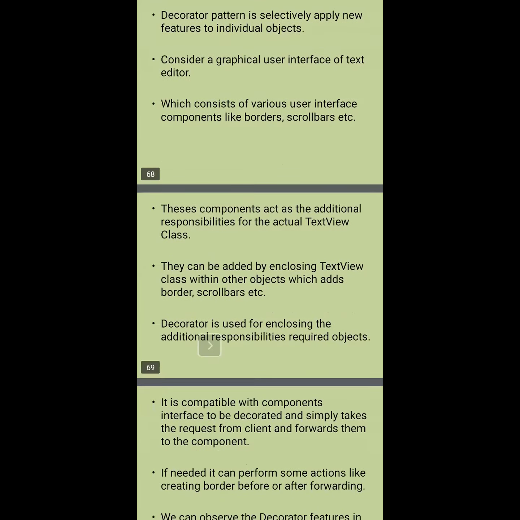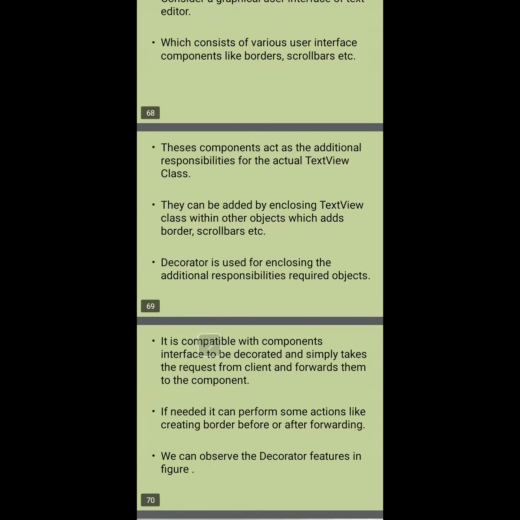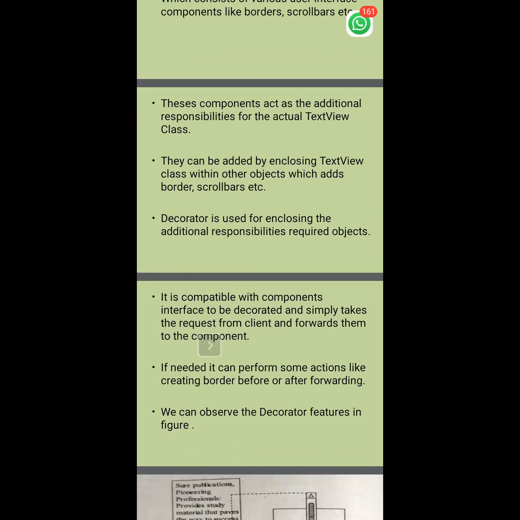These components act as additional responsibilities for the actual text view class. They can be added by enclosing the text view class within other objects, which add borders, scroll bars, etc., in some types of situations. If it is a simple graphics editor, we can easily add other things, for example a scroll bar, the borders, or the lines. Whatever it may be, the decorator is used for enclosing the additional responsibilities required by objects.